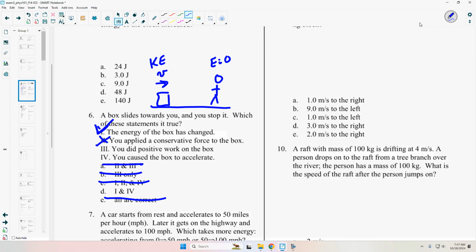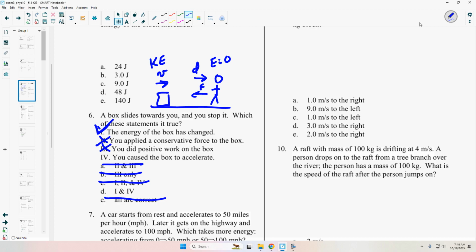Did I do positive work on the box? No, because I'm applying a force in this direction, but the displacement of the box as it's coming towards me is to the right. So that's negative work. So it's not 3. And then this one, this is the one that people are getting hung up on.